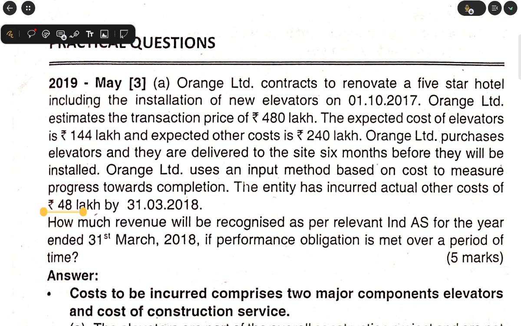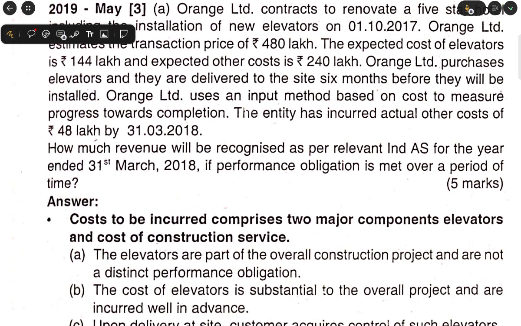To install a lift the contract price is 480 lakhs, but the cost is 144 for the machine and 240 lakhs for other fixing. The elevator is delivered 6 months before installation, so the asset has come to the site but is not yet put into use. Even so, they claim the input. The entity incurred actual other costs of 48 lakhs. How do you treat it? Do you consider it a fixed asset or book it as an expense? That is the question.